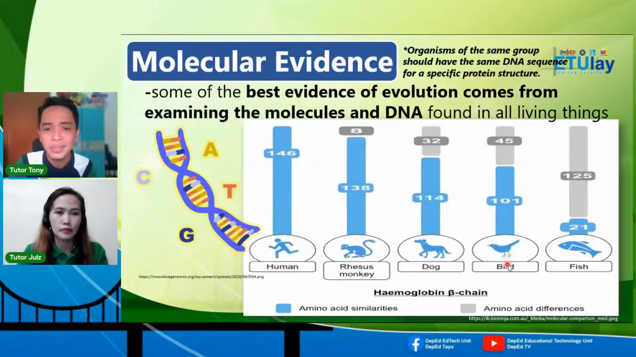Ayan, so tinignan dito yung amino acid. Remember that amino acids are the building blocks of proteins, sa mga living things tulad natin. Tinignan yung mga amino acid similarities ng humans, a monkey, a dog, a bird, and a fish. They're all vertebrates. And if you would compare, so mas maraming similarity from monkey and then palit siya from dog, from bird, and then fish. So what does this tell us? So organisms of the same group should have the same DNA sequence for a specific protein structure.